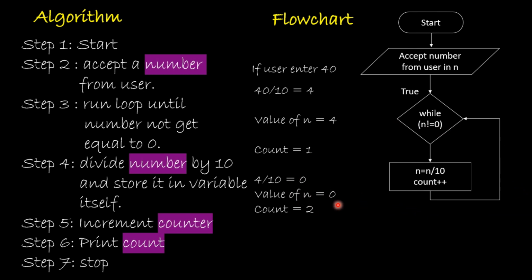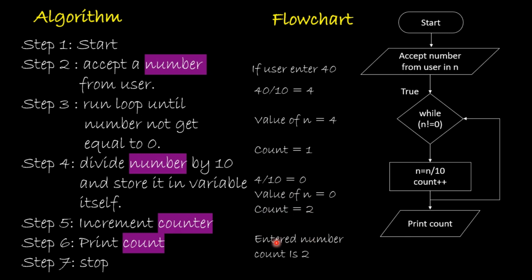Okay, now the last updated value of n was 0, right? So 0 is not equal to 0. This condition will be false, and after that it will print count. So what is count now? Lastly updated count is 2, right?